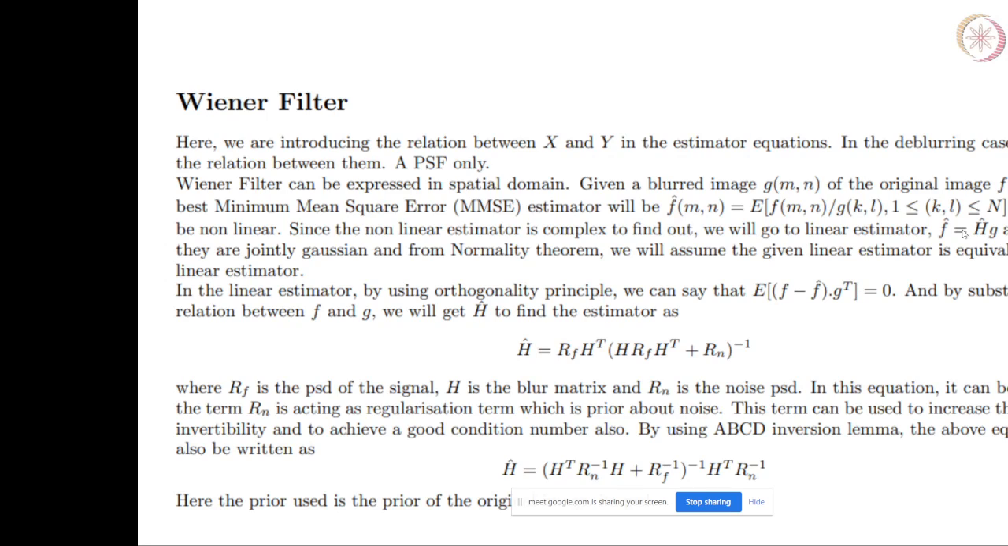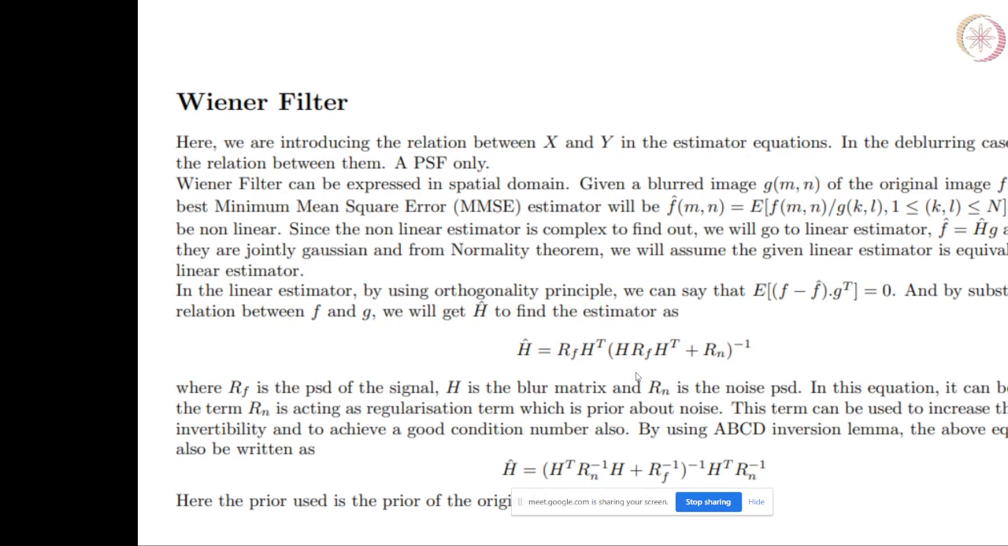Then by writing like this, and using the orthogonality principle, the error will be orthogonal to G, no? So the expectation of (f minus f cap) dot G transpose is equal to 0. Then after substituting the relation between f and G here, we'll get some h cap. So h cap can be derived like this. These equations were all derived in the class.